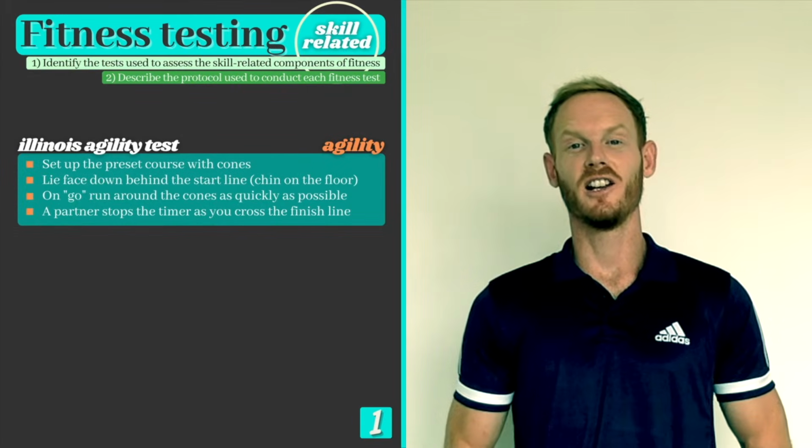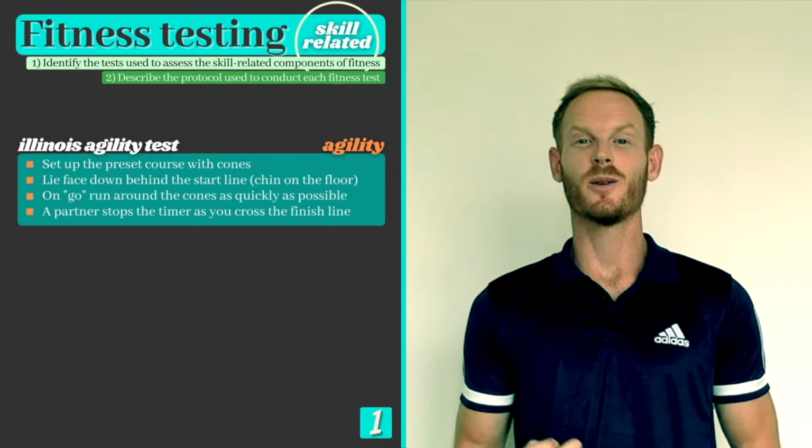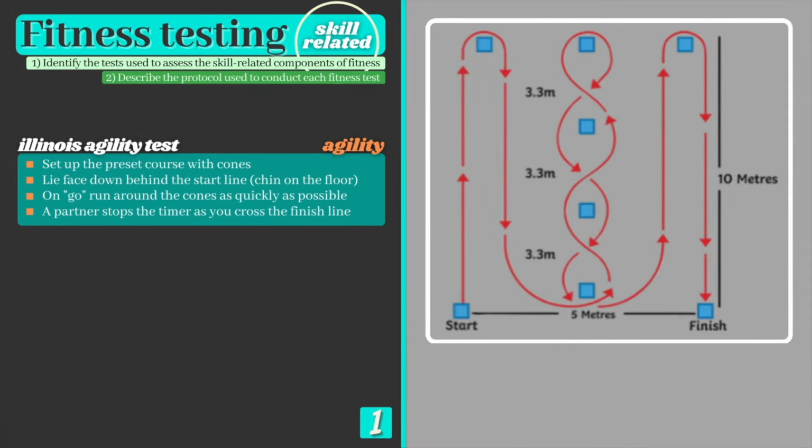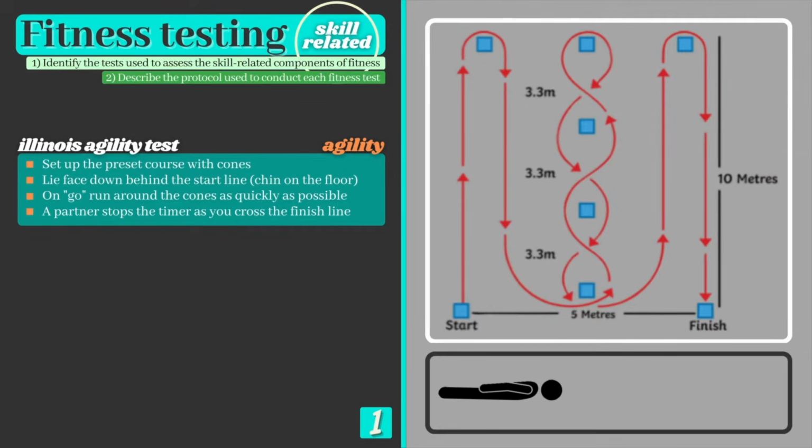We'll begin with the Illinois Agility Test, which unsurprisingly can be used to assess agility. You'll first need to set up the preset course with cones, paying particular attention to the specified dimensions or distances between each cone. Once the course is set, the subject lays face down behind the start line with their chin on the floor. On go, they stand up and run around the course as quickly as possible, and their partner stops the timer as they cross the finish line.